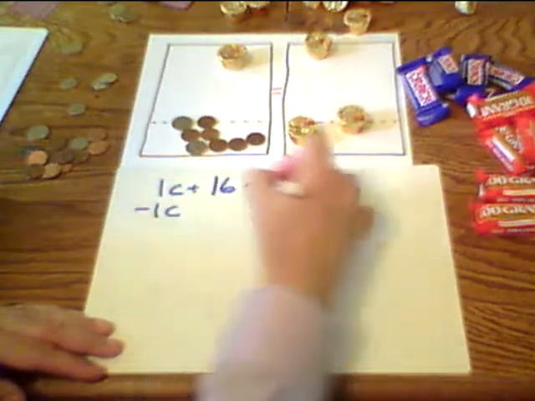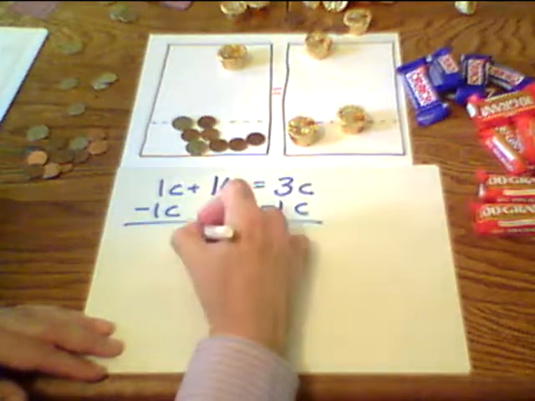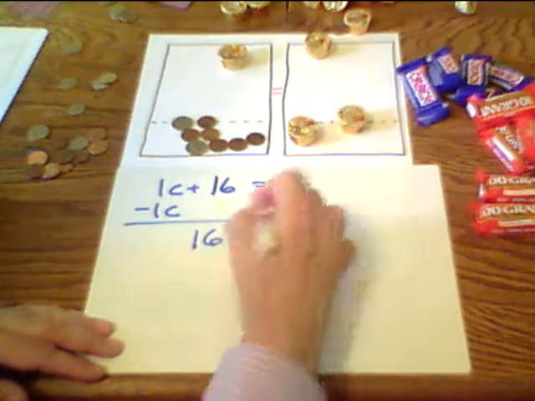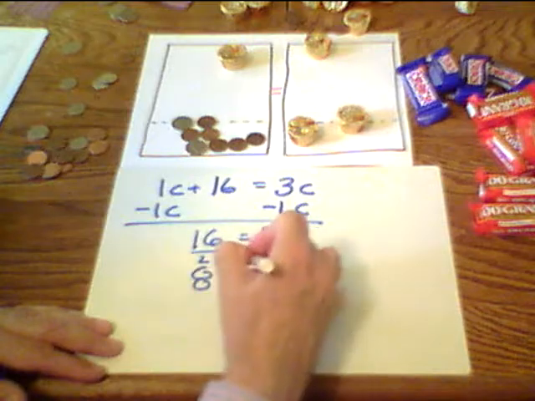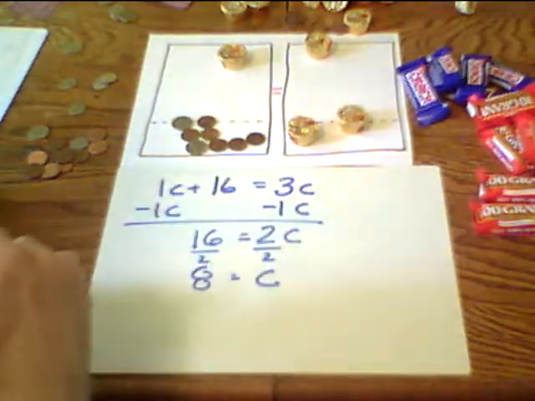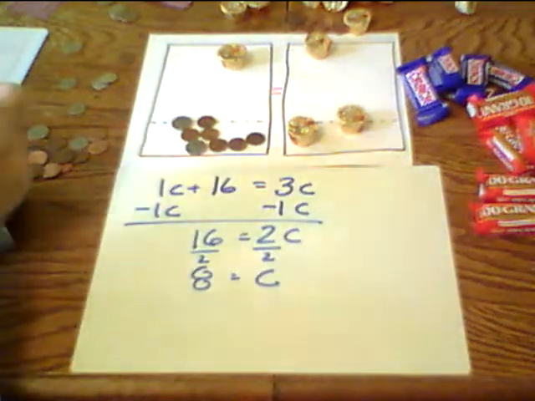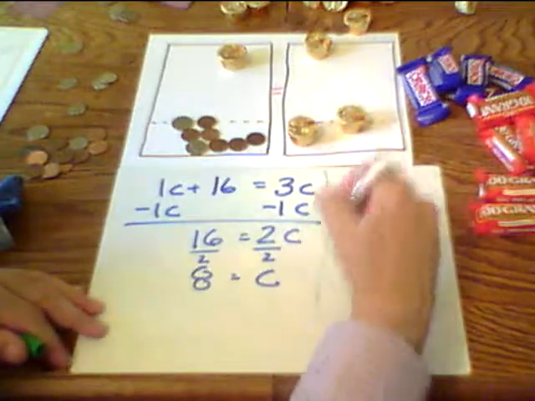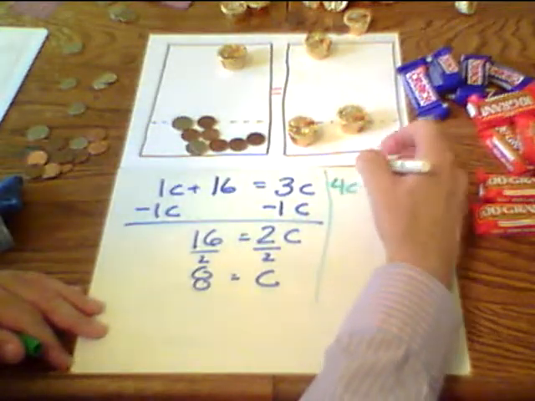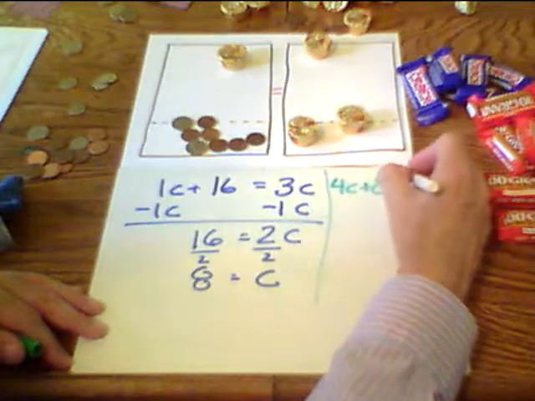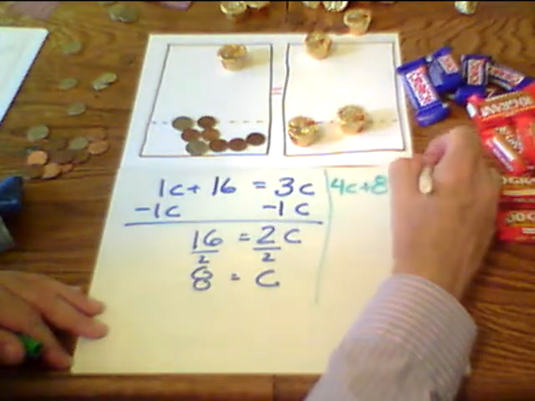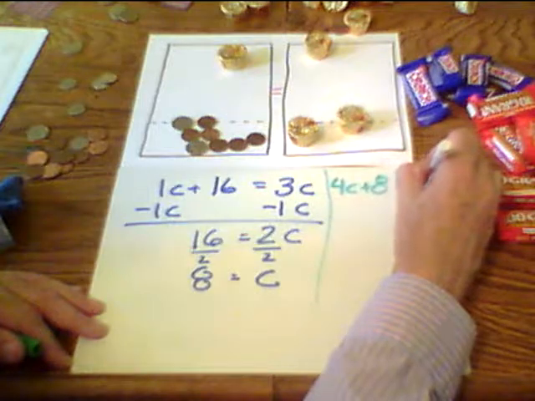And if we do several of these problems, like let's say we have another problem where we have 4 candy bars and 8 cents, and on the other side 2 candy bars and 32 cents.